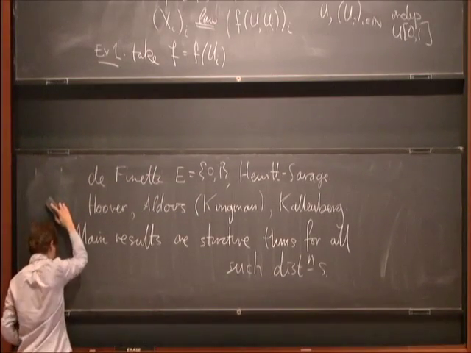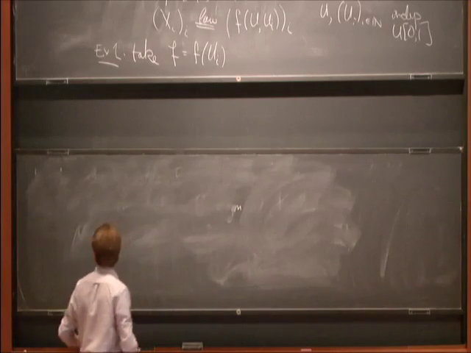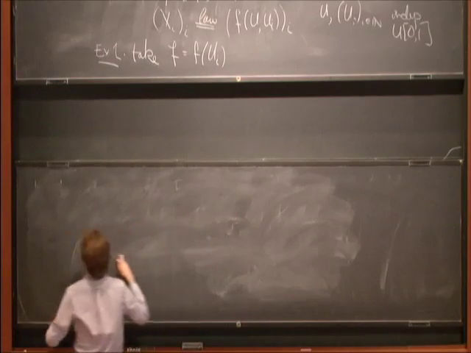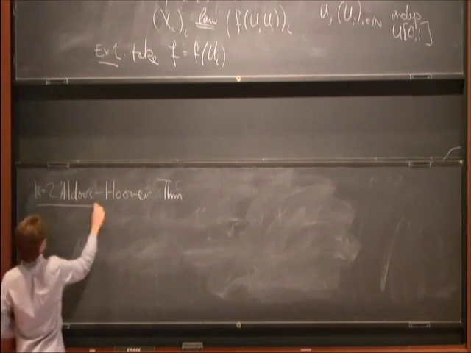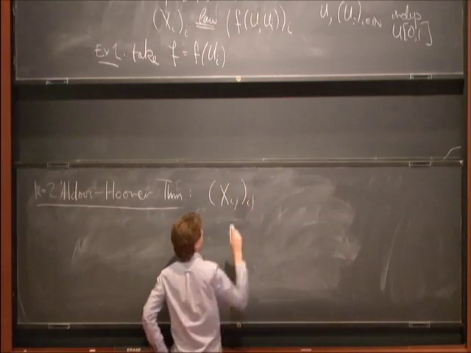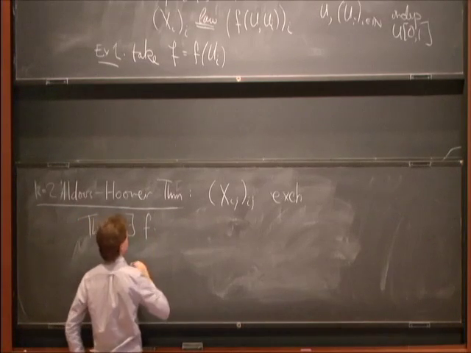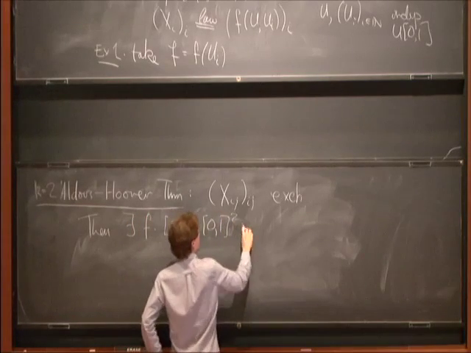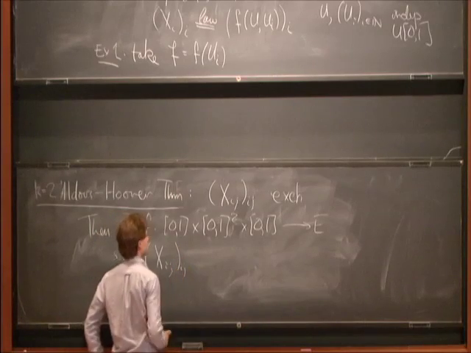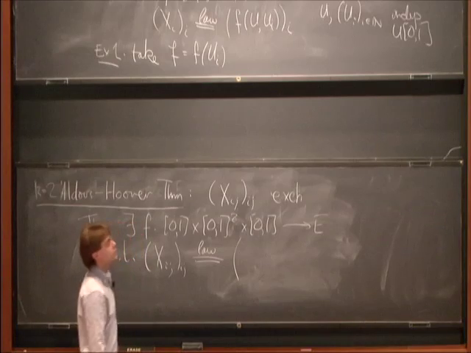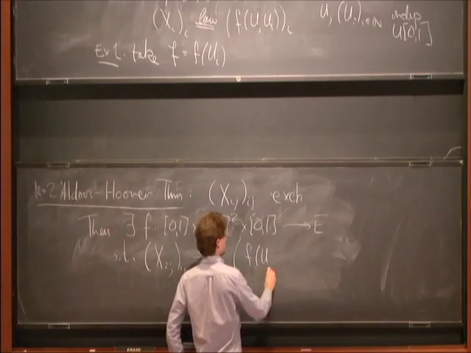And now again, when k is 2, things get more interesting. I'm going to call this the Aldous-Hoover theorem, although the exact attribution is a little unclear. This is when k equals 2. So now suppose I have this array indexed by unordered pairs, exchangeable. Then the conclusion is that there is a measurable function f from the interval times the interval squared times the interval to E, such that the array I started with has the same law as the following. Now I'm going to draw independently uniform 0,1 random variables, one by itself, one for every integer, and one for every pair, and apply f to tuples in the following way.